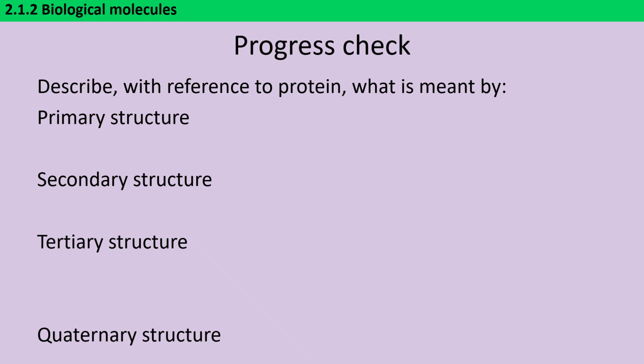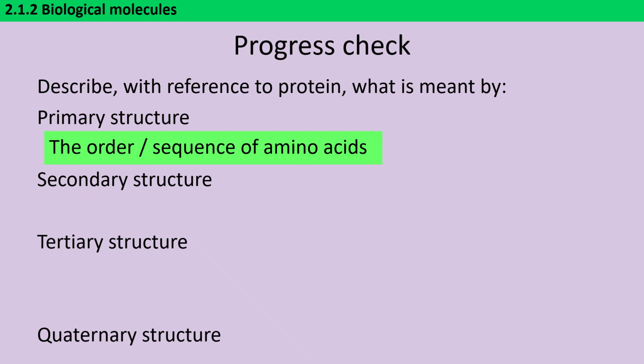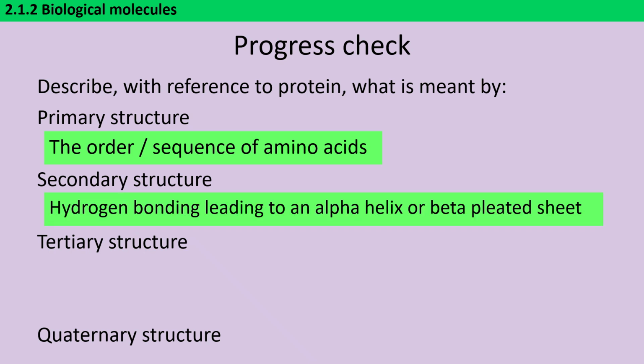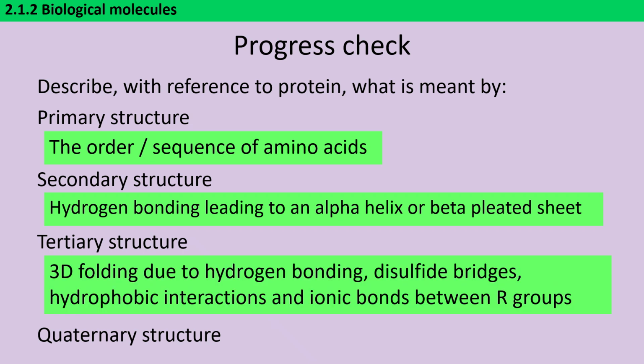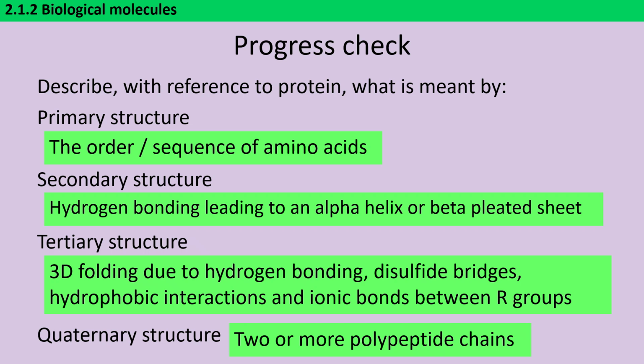So just before we finish, can you describe what is meant when we're talking about protein and we're talking about the primary, secondary, tertiary and quaternary structure? So the primary structure is just the sequence of the amino acids. The secondary structure is where we then have hydrogen bonding, turning this into either an alpha helix or a beta-pleated sheet. The tertiary structure is a 3D structure that is caused by hydrogen bonding, disulfide bridges, hydrophobic interactions and ionic bonds between the R groups, and a quaternary structure is where we then have 2 or more polypeptide chains.